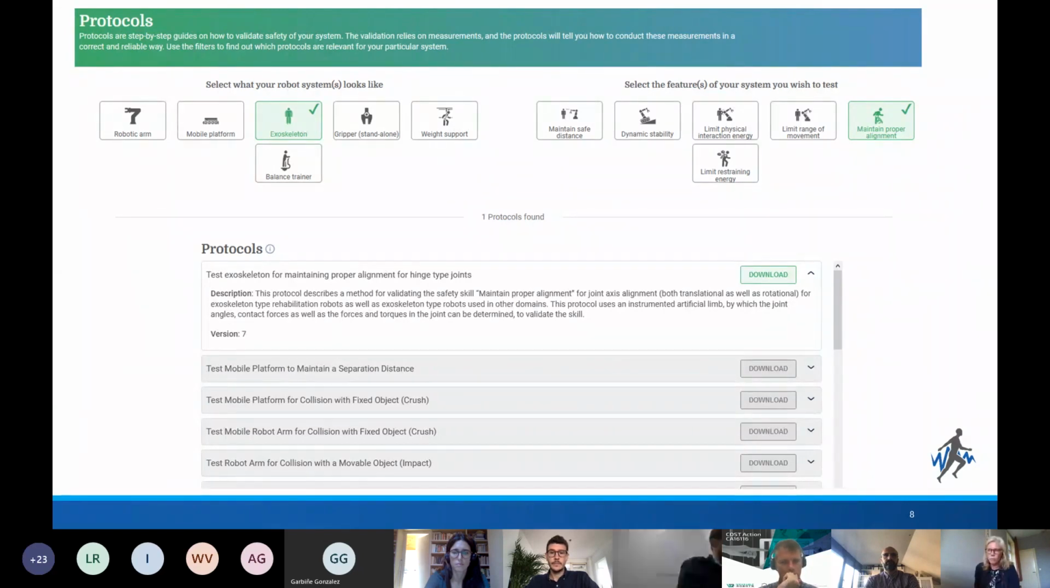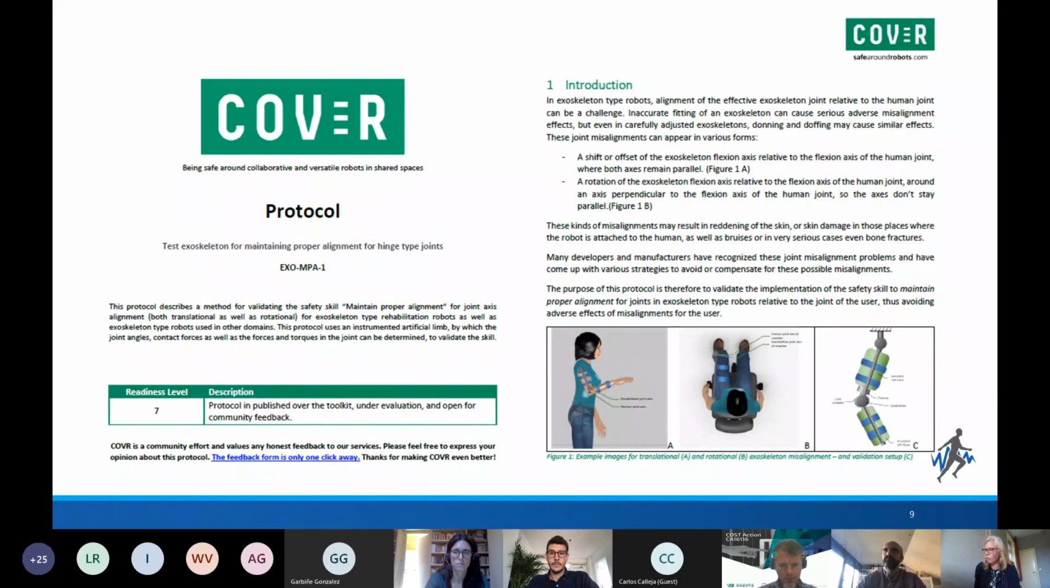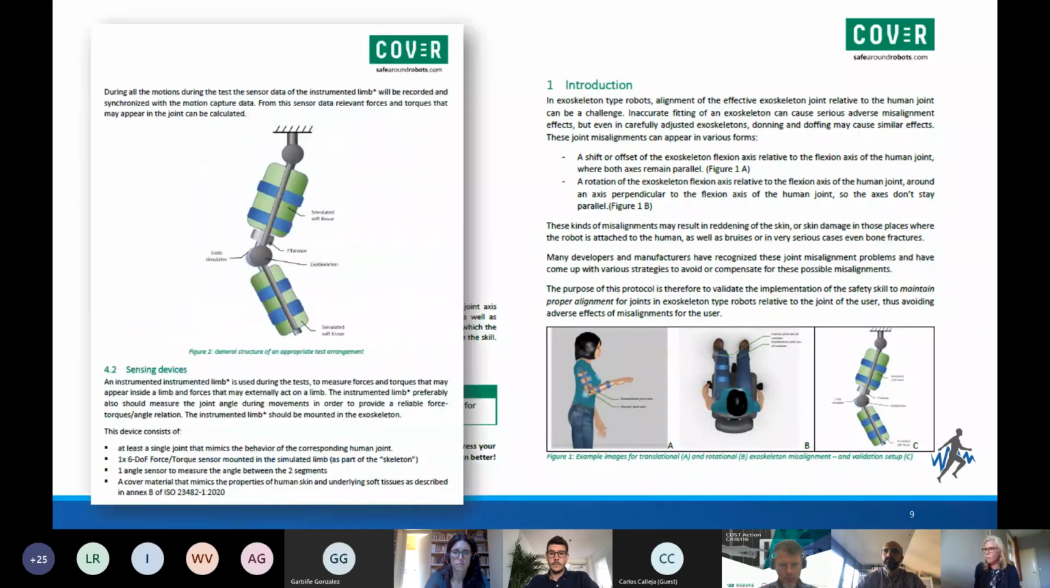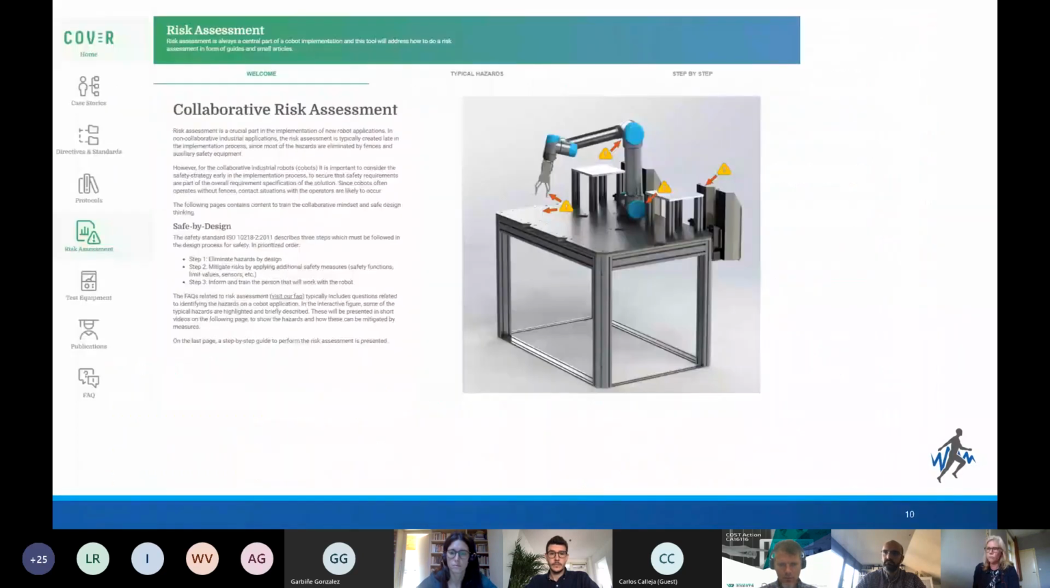And just to give you an example of what we mean by protocol and what it is, I've put a few screenshots here. This is the particular protocol on maintaining proper alignment, where you get, of course, a description of the protocol itself and an introduction, describing the context for the test protocol. But it also gives you very detailed information about how to test. So which sensing devices to use, what should you think about in terms of the data that you need to collect, and a step-by-step recipe basically to guide you through the testing. What do you need to do at what stage, and which data to use for the analysis of this particular test. So that's done for a lot of these different protocols that you can find in the toolkit for you to look at.